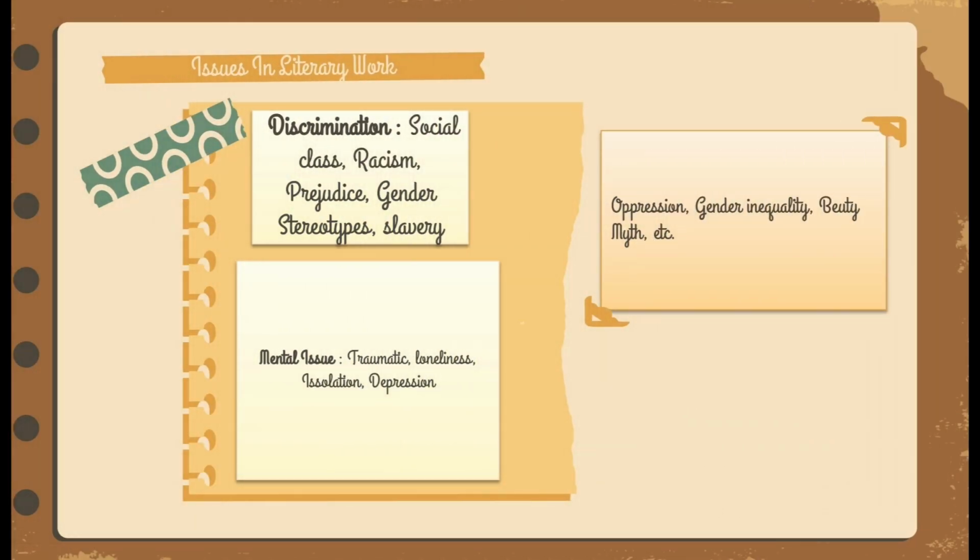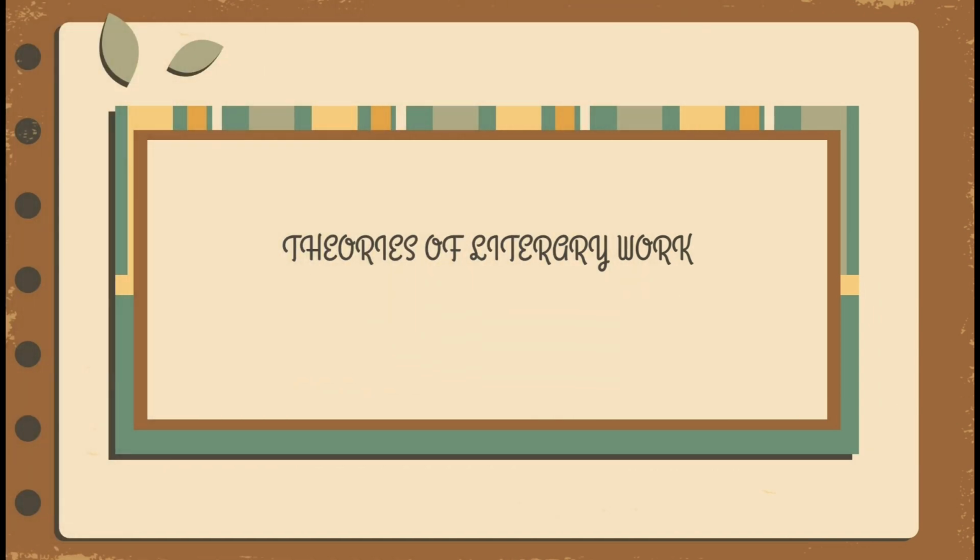Next, there are several issues in literary work as follows: discrimination, mental issues, and also oppression. Discrimination consists of social class, racism, prejudice, gender stereotype, and slavery. Mental issues consist of trauma, loneliness, isolation, and depression. Oppression such as gender inequality, beauty myth, and etc. Next is the theories of literary work.